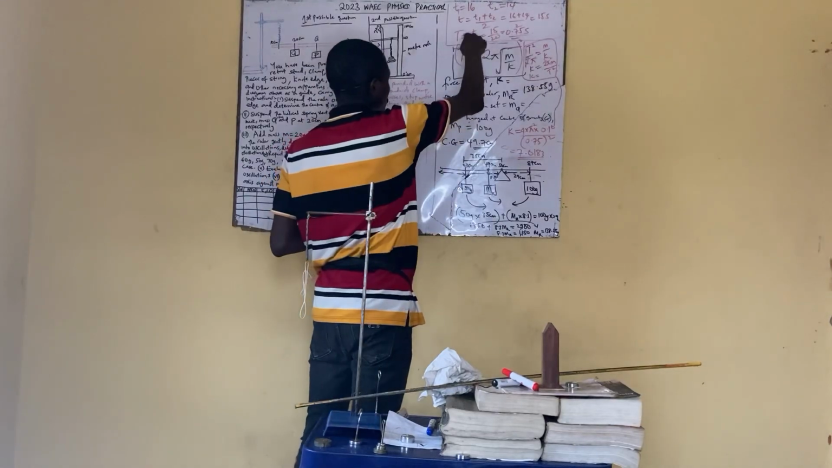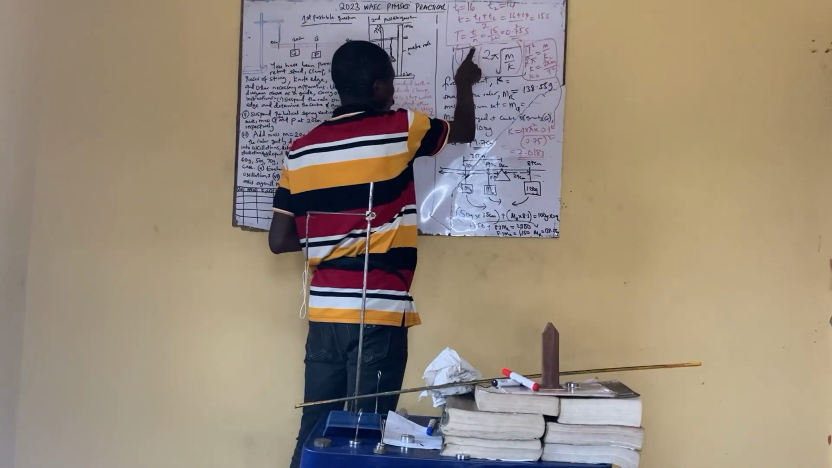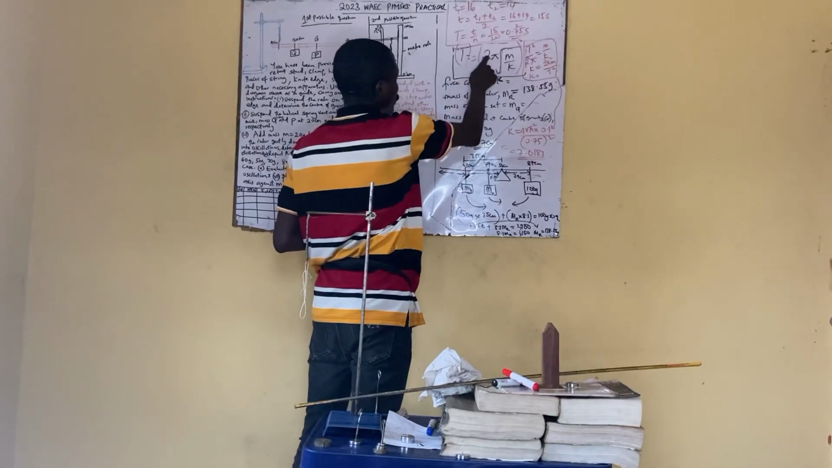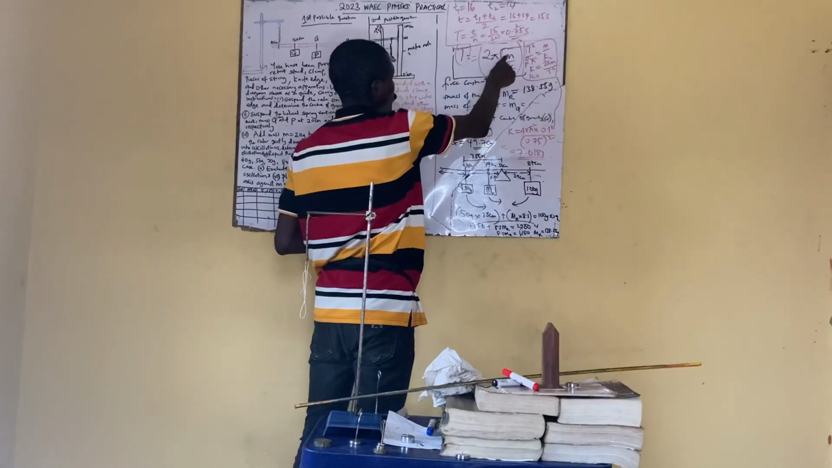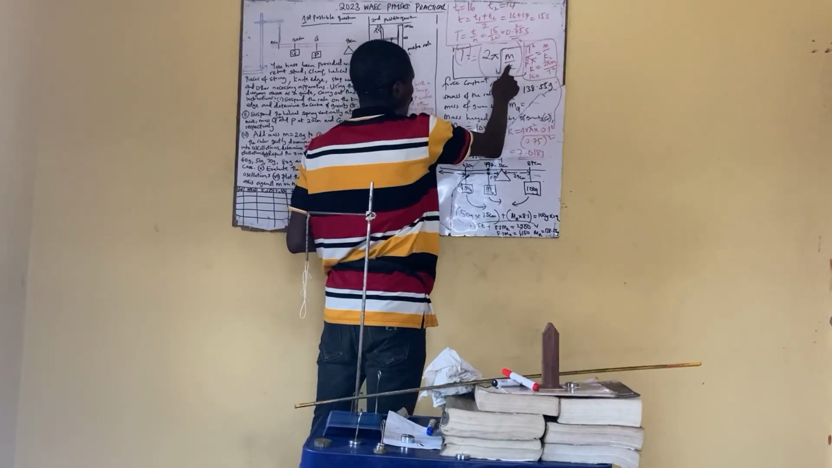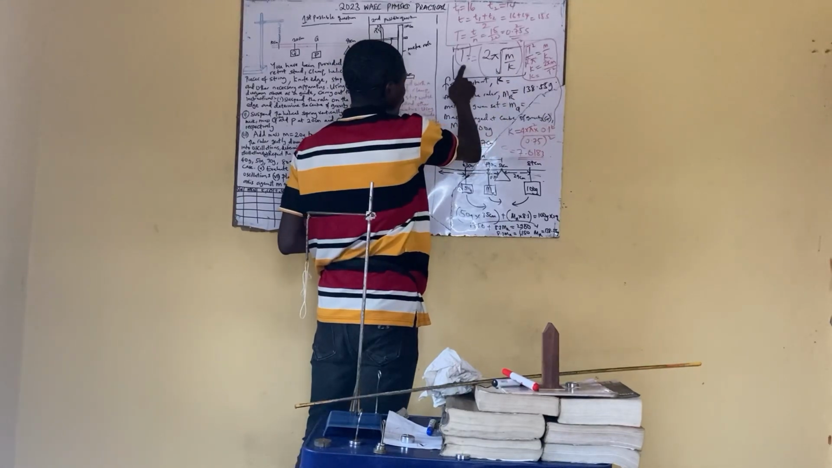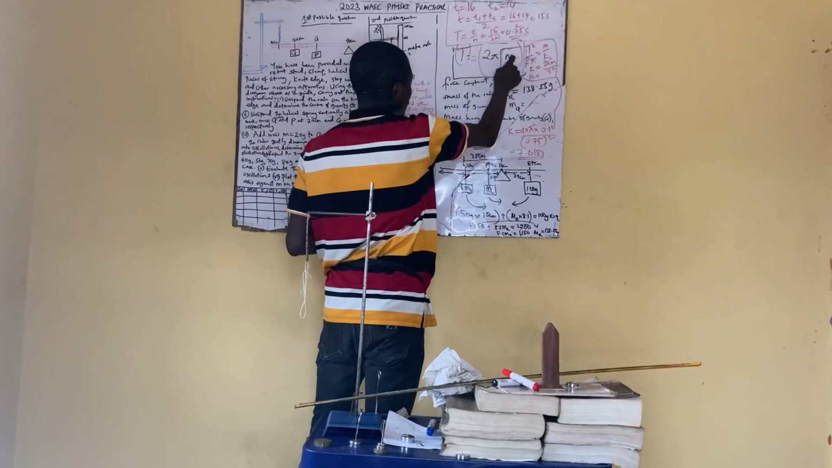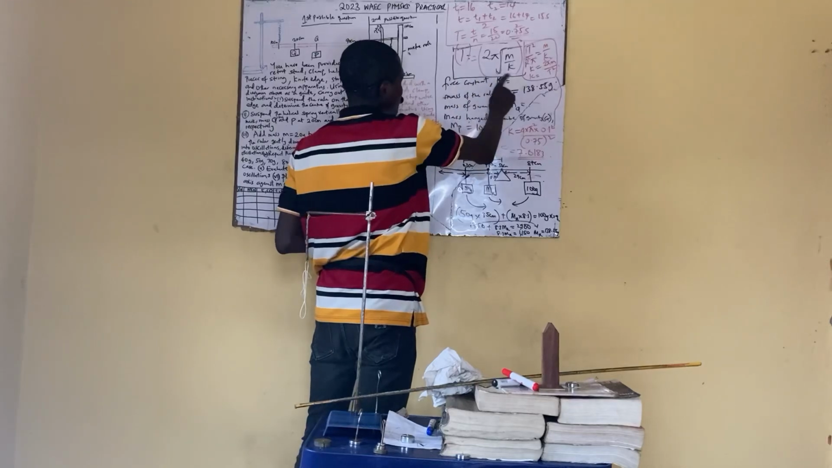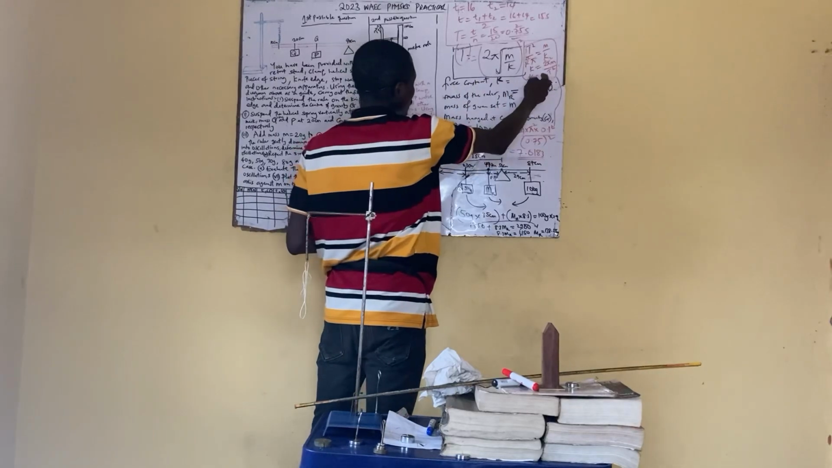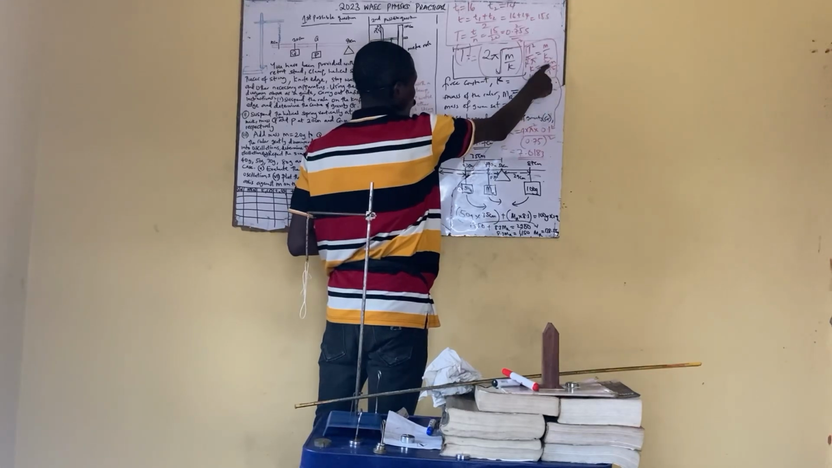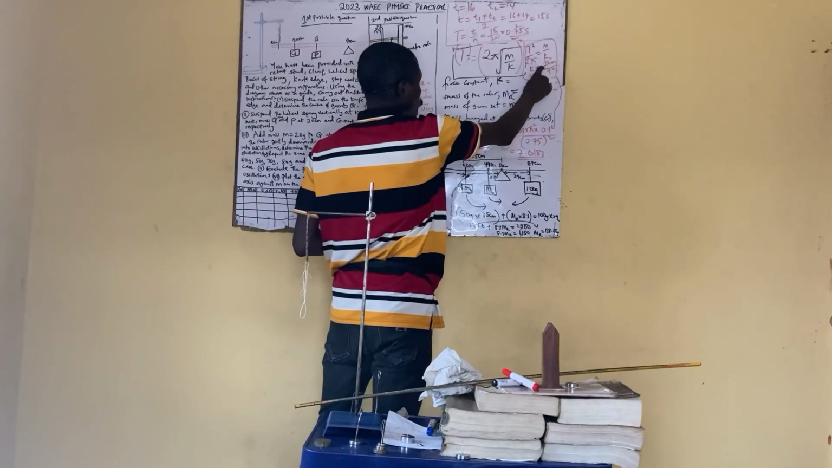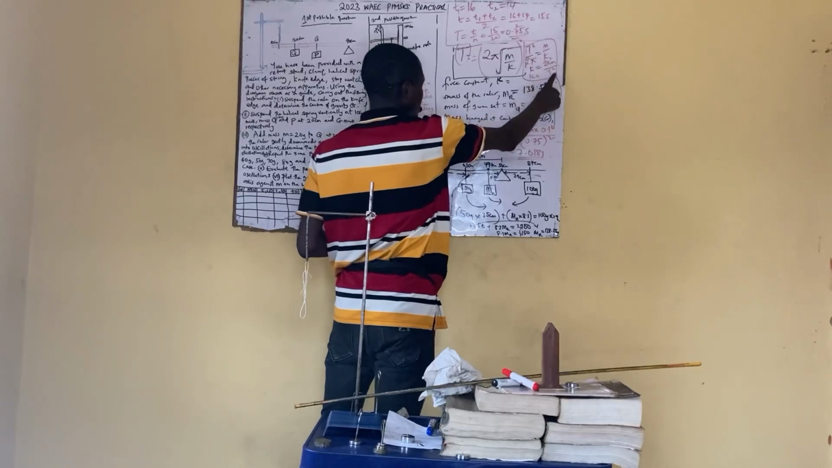Don't forget, I square this one. That's T squared. I square everything here to become 4 pi squared m over K. Then you cross multiply, and you have T squared K equals 4 pi squared m. You divide both sides by T squared. So the formula for K is 4 pi squared m over T squared.